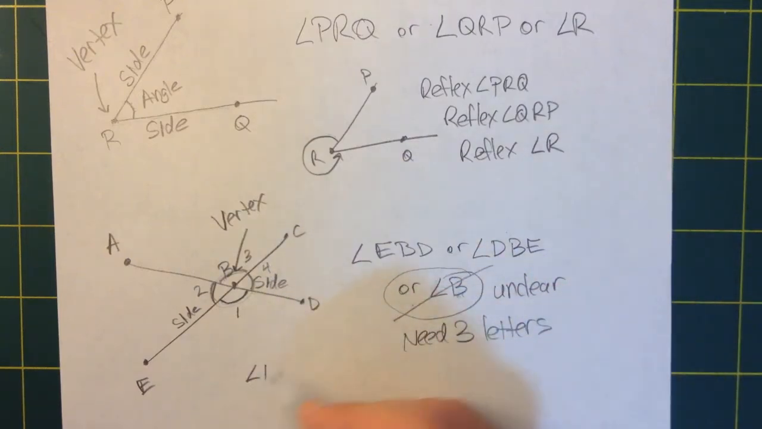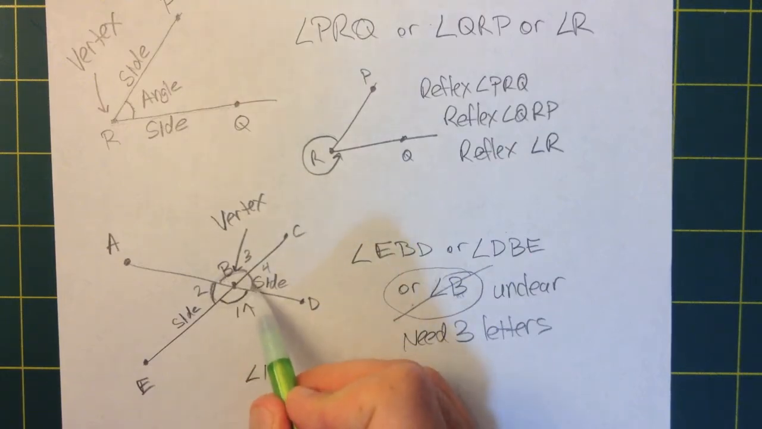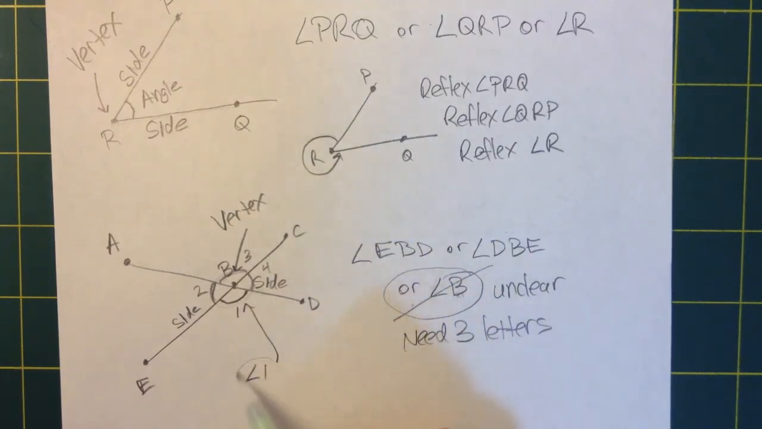And then I know angle 1 is right there, angle 2 is there, angle 3 is there, angle 4 is there. And you can use these symbols and this notation in whatever you're going to write about or do.